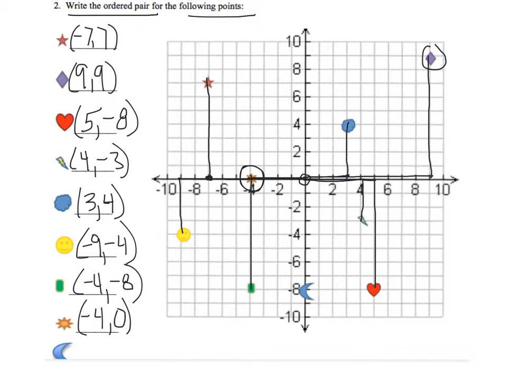And the last point is the moon, the blue moon. So from the origin, I don't go left or right along the x-axis, so my x-coordinate is going to be a 0. And then on the y-axis, from the origin, I go all the way down to -8. So my y-coordinate has to be a -8. And there you have it.